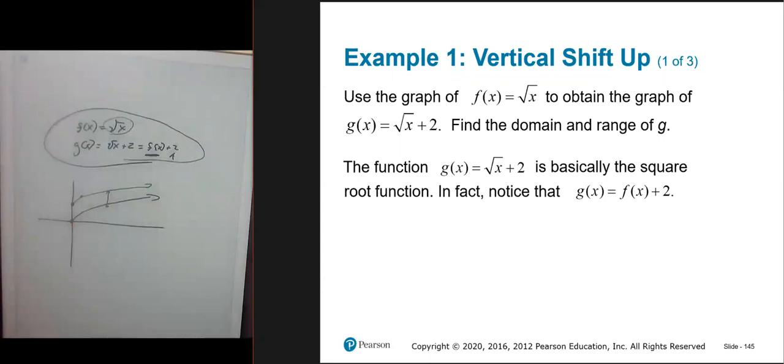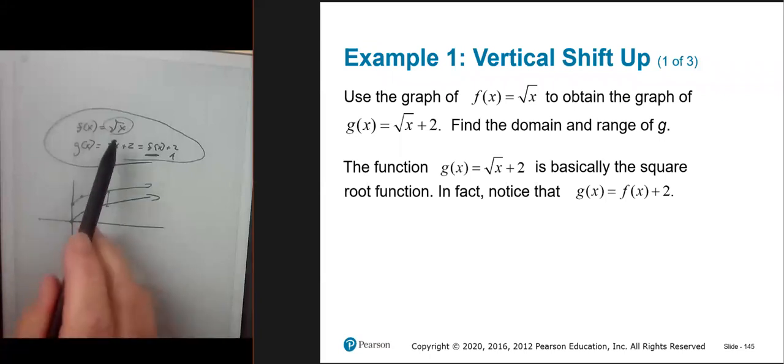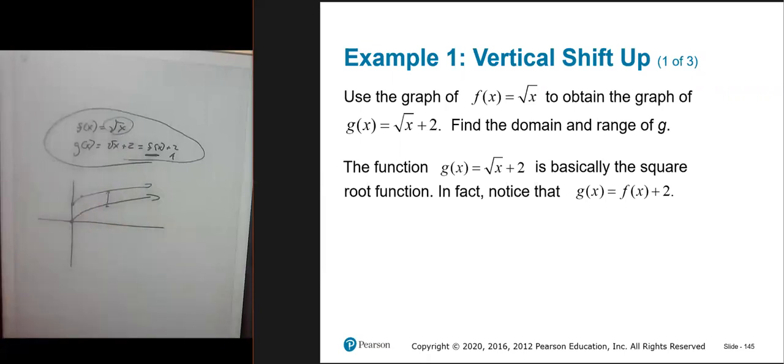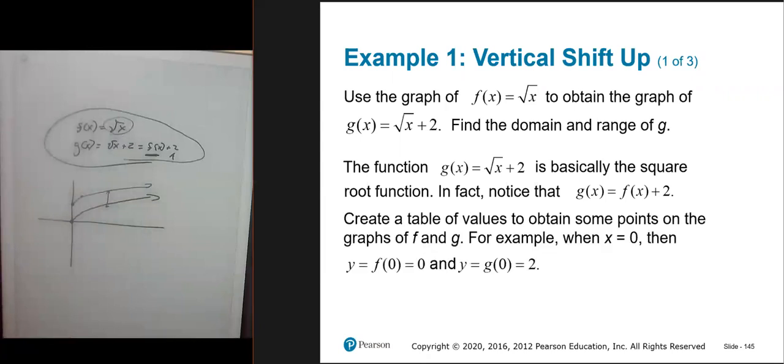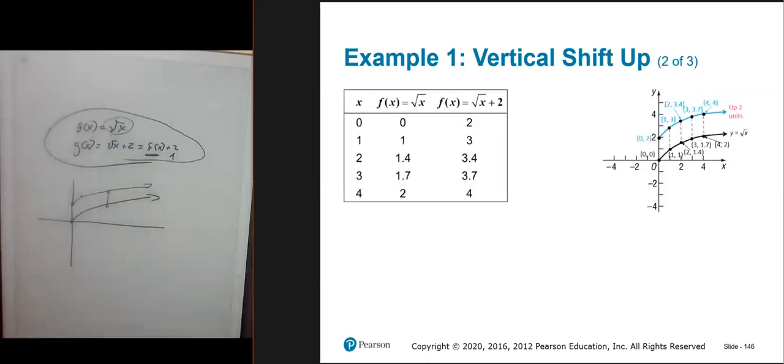The change is happening after the square root, so I'm changing the y values. If I did something inside here, then I'm doing something to the x values, and I'm doing it before the parent function, or before the square root function. But this is being done afterwards. And so boom.